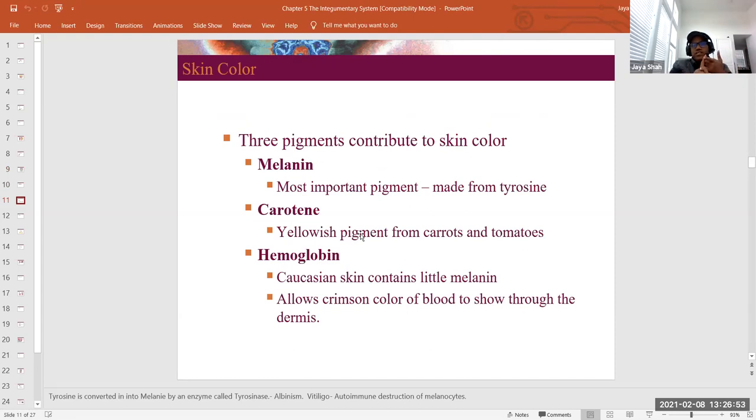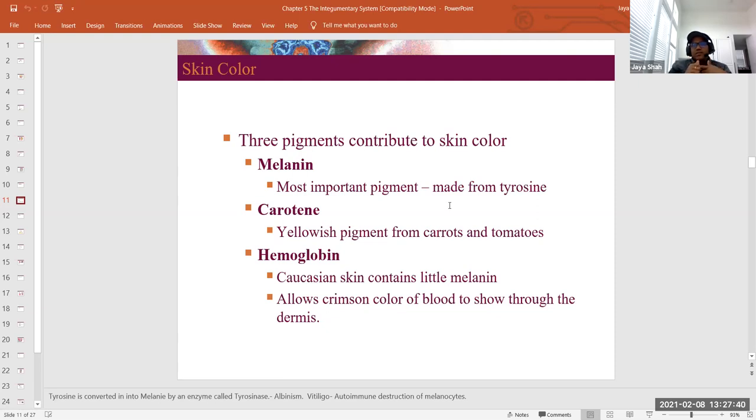Skin color. What determines skin color? Number one, it is melanin. If you produce a lot of melanin and you bring a lot to the skin, then you produce color. So how is melanin produced? Melanin is produced by melanocytes. And melanocytes live where? Which layer of the dermis or epidermis? Stratum basale, yes. It lies in the stratum basale of the epidermis.